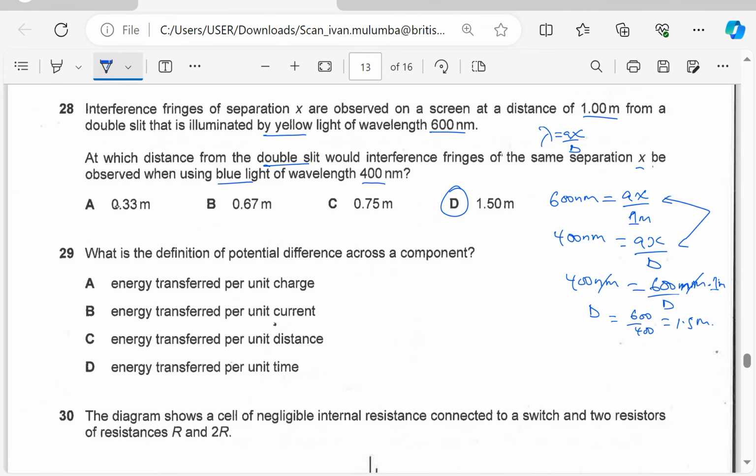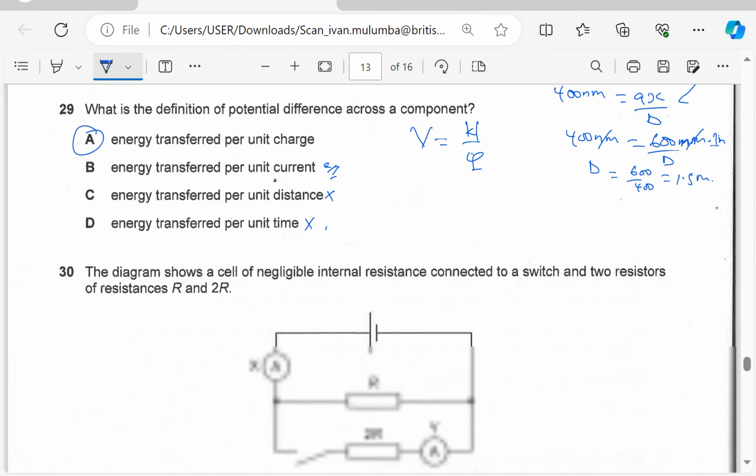What is the definition of potential difference across a component? We know that V is equal to W over Q. The energy converted from electrical to thermal or to other forms per unit charge. So that is energy transferred per unit charge. So the answer is automatically A without wasting time. Energy transferred per unit charge. Energy transferred per unit current, E over I, that is not V. Energy transferred per distance, that is not E. Energy transferred over time, that is not V.